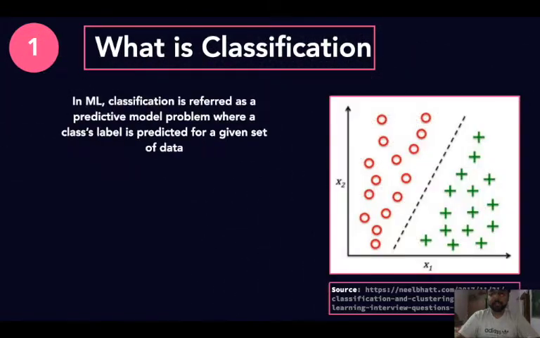So the first part is what is actually classification. So classification is nothing but a predictive model problem where we need to predict a class of an object. So let's say we have an object and we need to classify, is it a banana or an apple? So we would need to use a classification model to predict that.